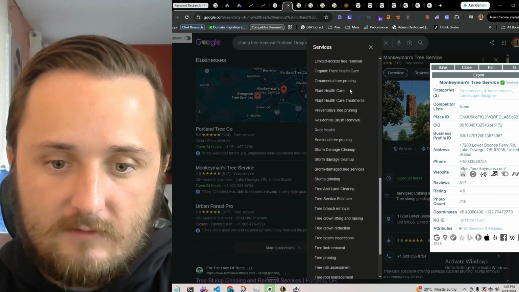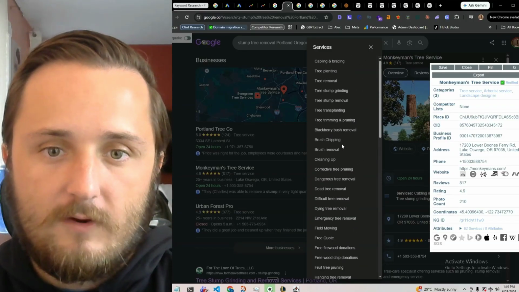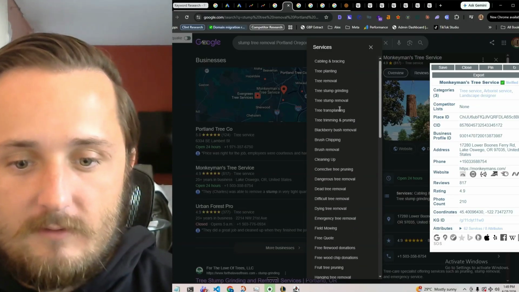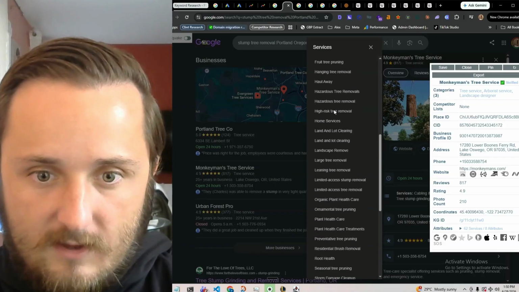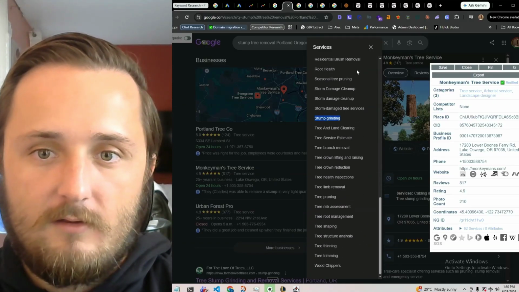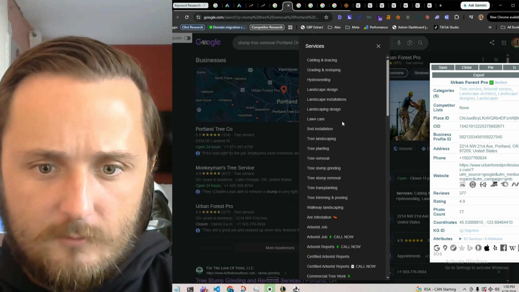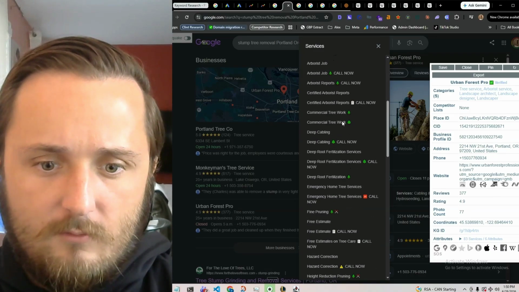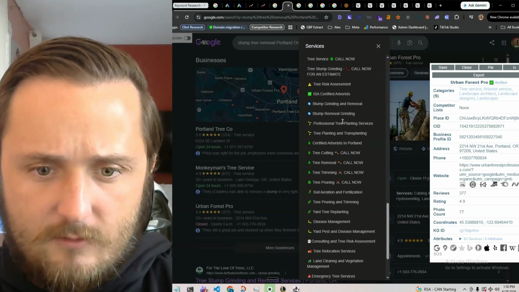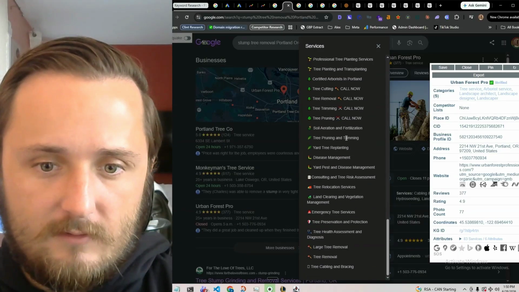What's interesting is that none of these have the phrasing tree stump removal. So this might be something that we can easily add and actually show up for it because they're not putting it. Interesting. So that's something we can note down. Let's look at another profile just to see what they're doing. I personally wouldn't add all these emojis. I don't know why they're doing that. Also, something about services is that normally nobody can see these.